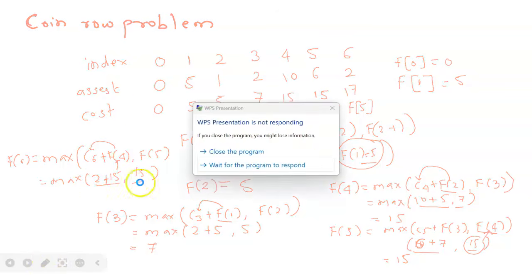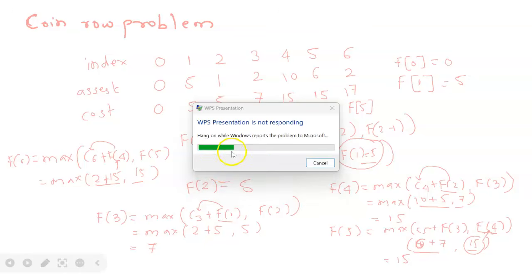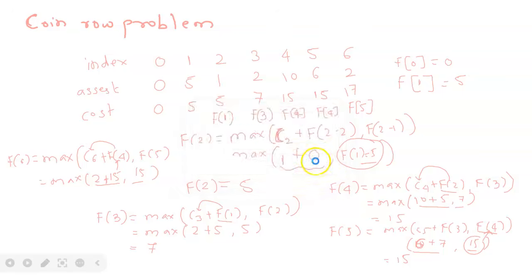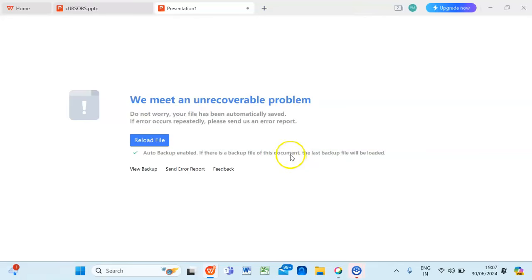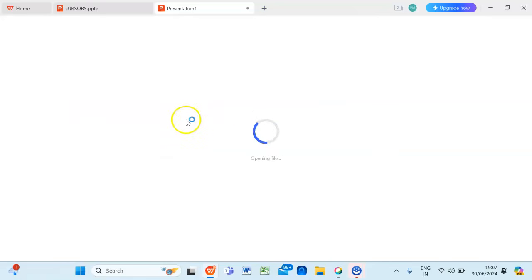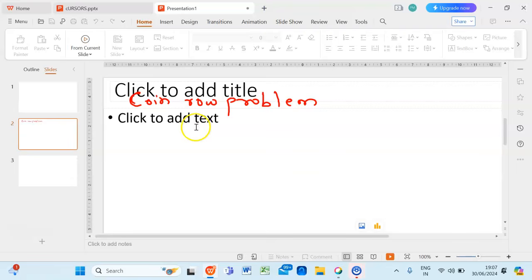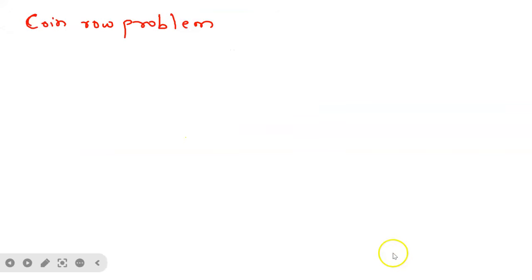Just a minute. Okay, right. So I'll write it once again. The table.